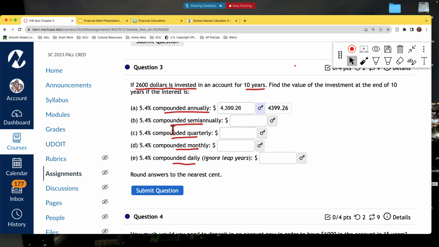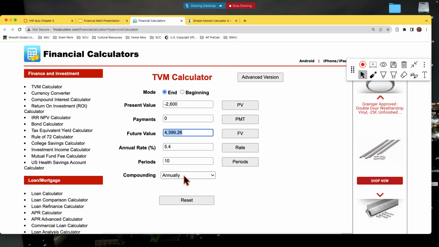Okay. Let's go ahead and do semi-annually. We won't, again, do all of these, and then we'll maybe jump down to E. So compounded semi-annually, what we need to change is the compounding is no longer annually. Semi-annually is twice a year. So the periods is no longer 10. It is going to be 20, right? 10 times 2. So this will be 20. Rate stays the same. Present value stayed the same.